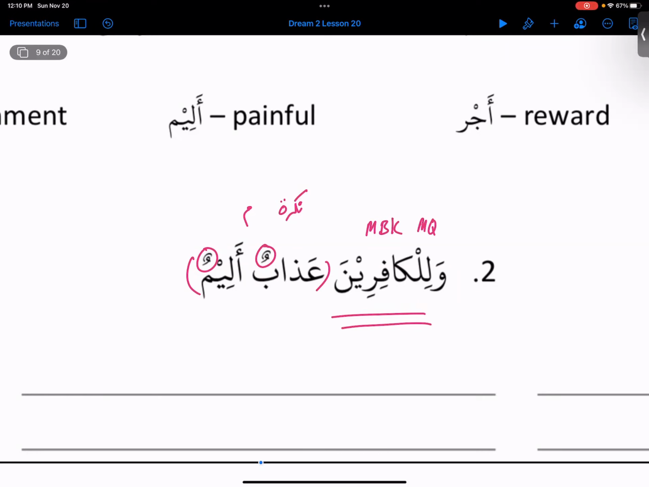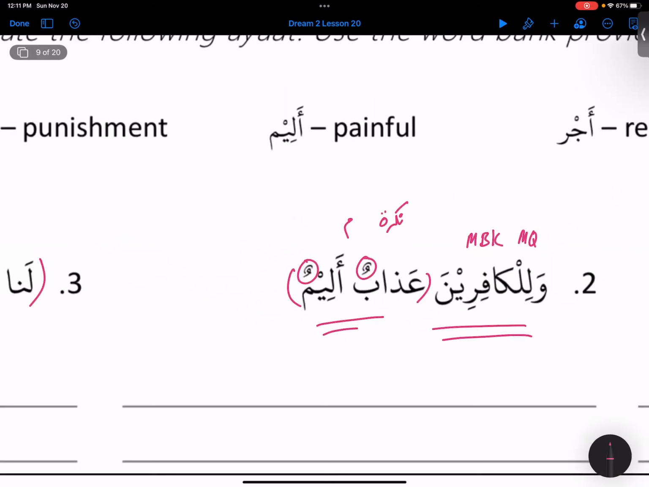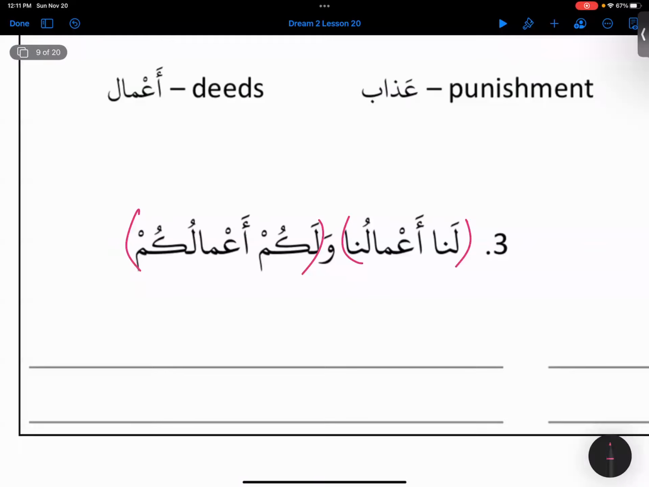So basically the scale of the words is happening. The translation will be for the disbeliever is severe punishment. No, we need to say Abu Limun first because this is our Mubtada. Okay, so there is a painful punishment for the disbelievers. But it is not only over here, okay? No exclusivity. Next one.